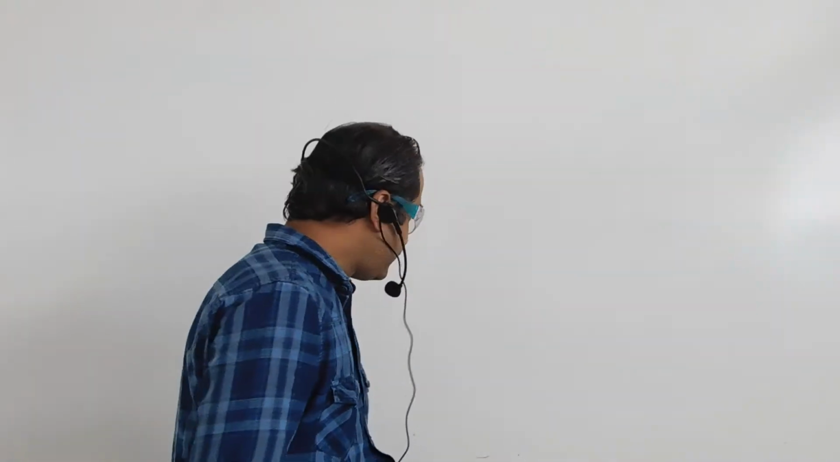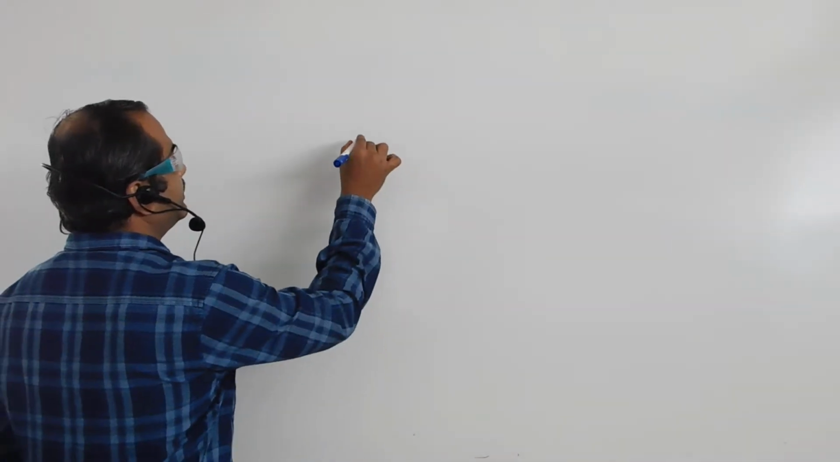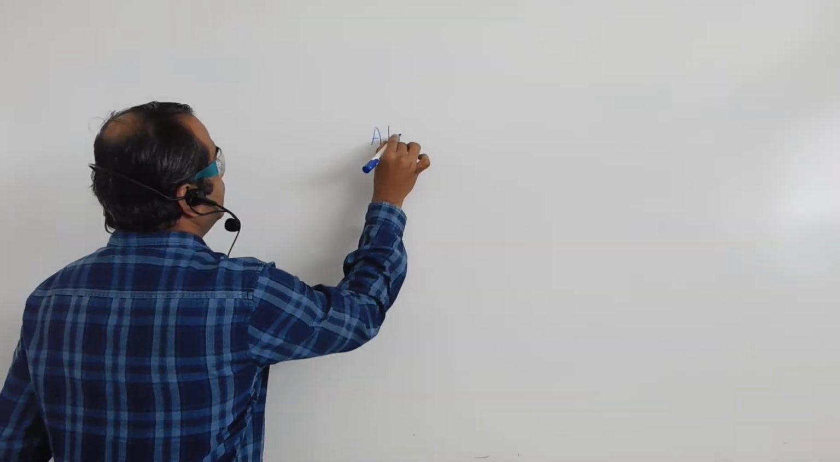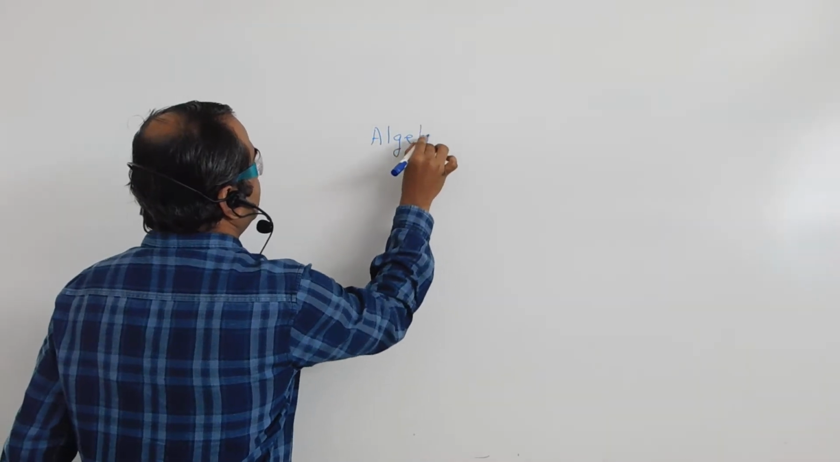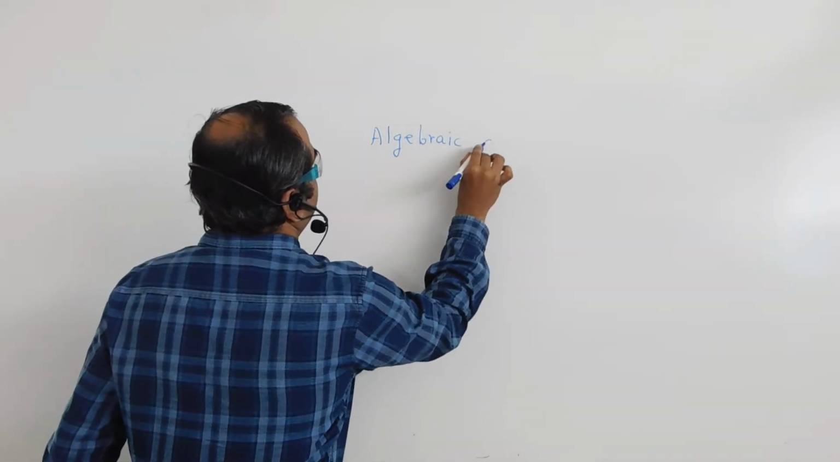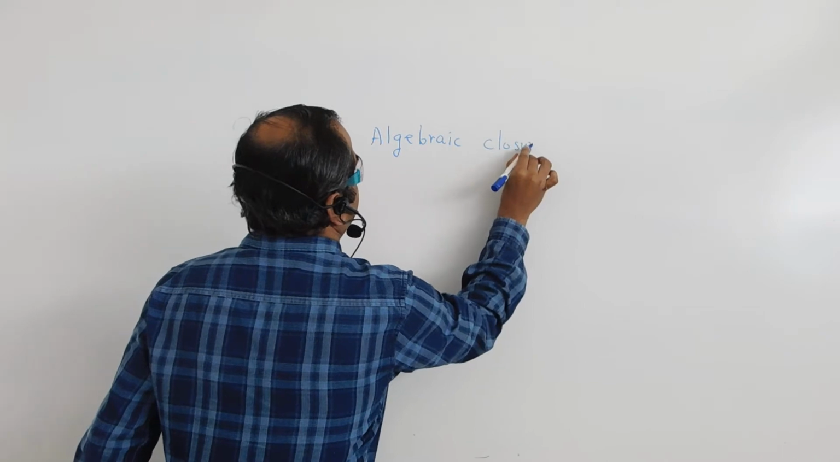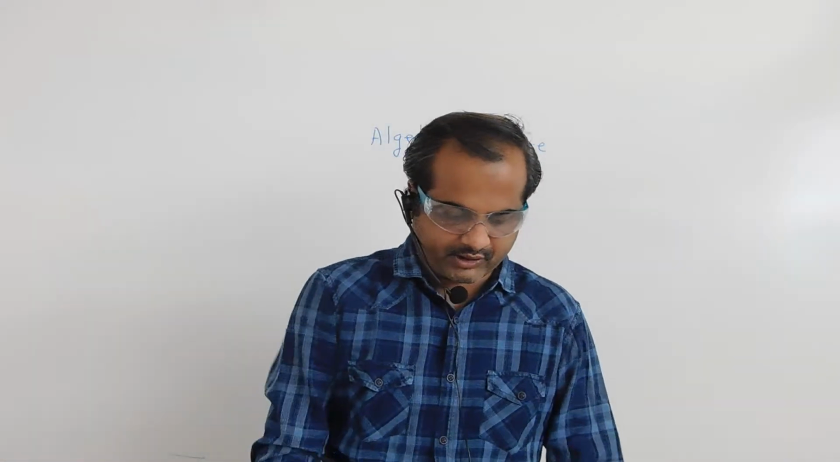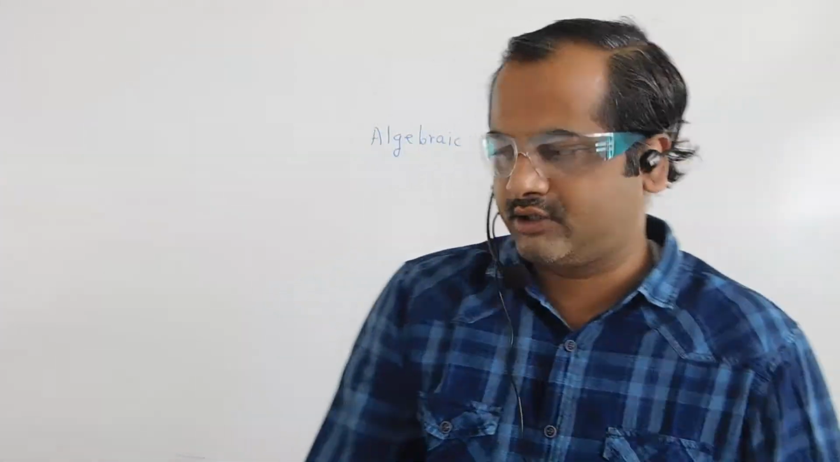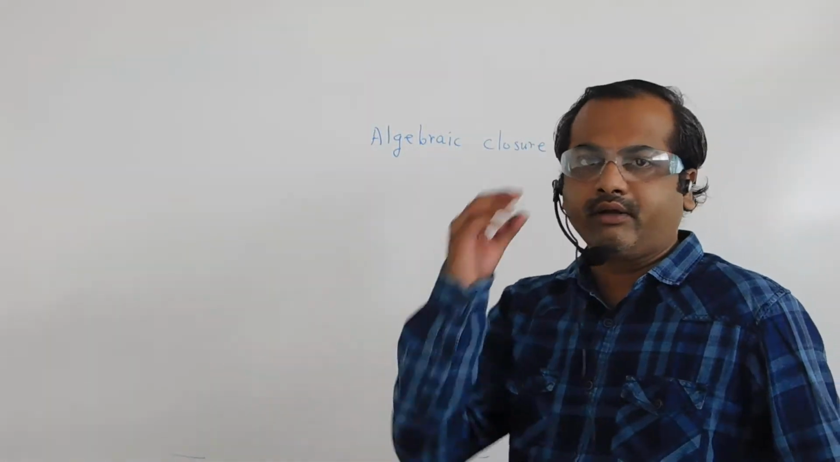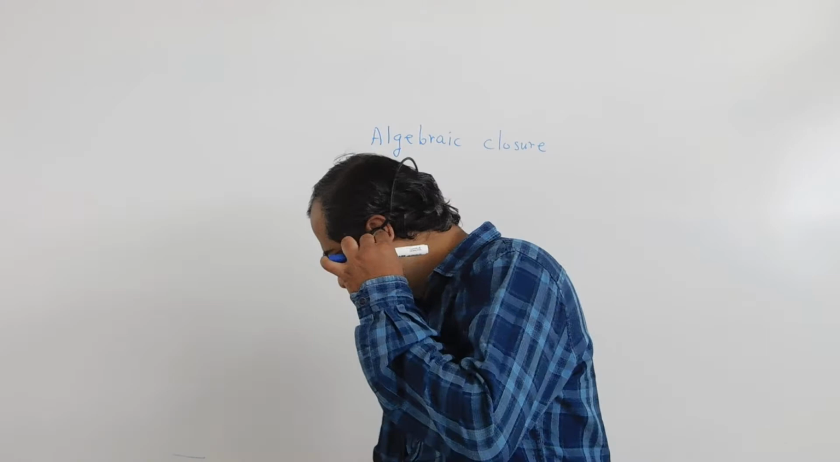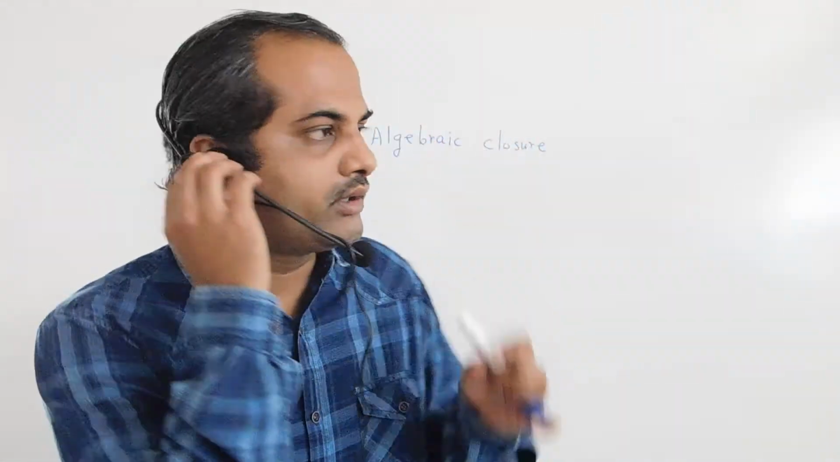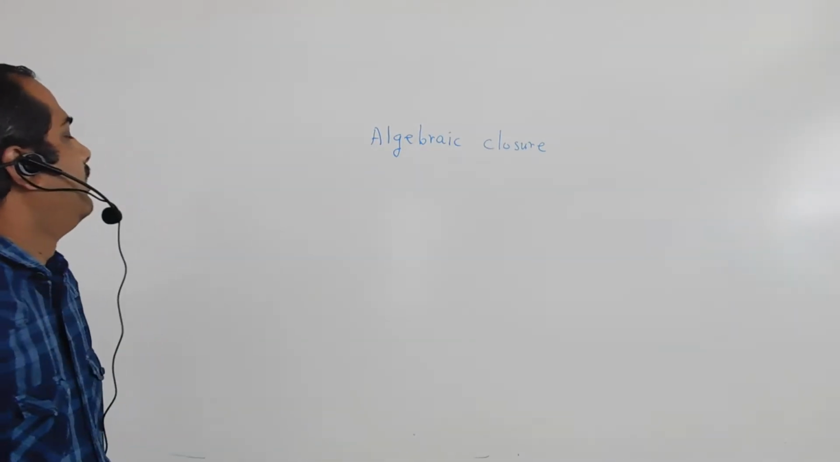Hello friends, so coming to the next point, that is algebraic closure of a field, because it is going to be required in normal extensions, and then we will have separable extensions, and then we will have Galois theory. So what is the algebraic closure of a field F, and how does it work? Let's see.